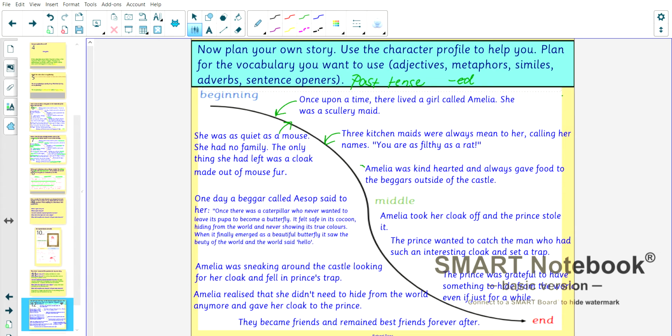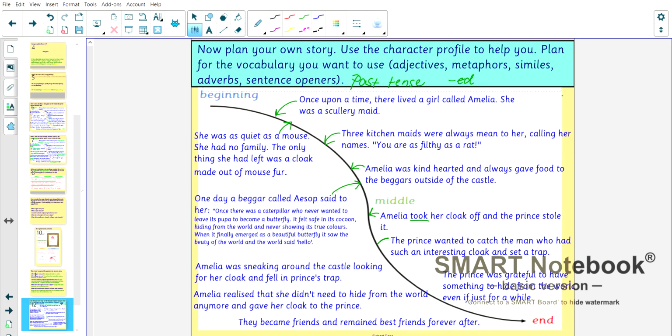The fourth thing I planned for: Amelia was kind-hearted and always gave food to the beggars outside of the castle. Now the next thing I planned for is, one day a beggar called Aesop said to her, and then I have a little fable which basically says the same thing as my previous answer to the last question. Then around the middle part I planned for that Amelia took, can you see the past tense, took her cloak off and the prince stole it.